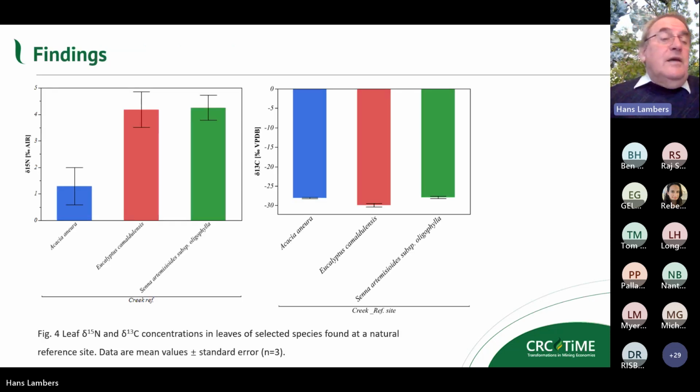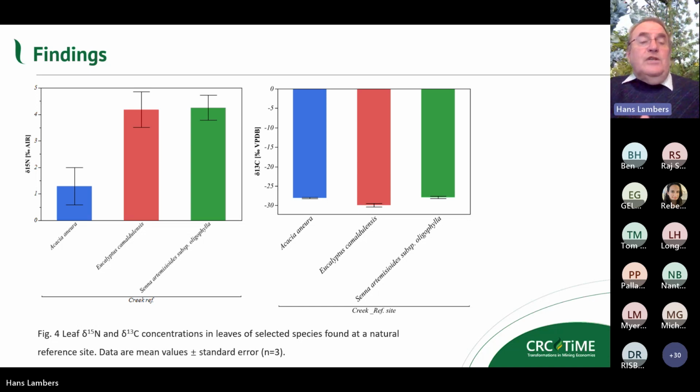So if you look at the delta 15N values, you can see that the acacia value is close to 0. 0 means that the plants are totally dependent on nitrogen fixation. Well, this acacia is not 0, but it is a lot closer to 0 than this eucalyptus and this senna species over there.